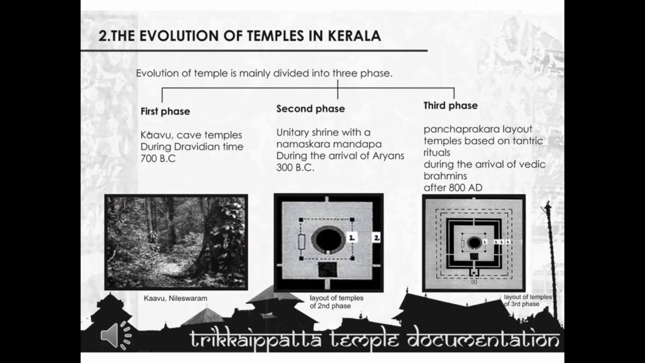Now, the evolution of temples. We can describe evolution by dividing it into three phases. First phase is cave temples or Kavu, that is during Dravidian time in 700 BC. Second, as seen in the image, is a unitary shrine with a Namaskara Mandapam during the arrival of Aryans in 300 BC. And the third phase is the Panjaprakara layout based on the Tantric rituals which evolved during the arrival of Vedic Brahmins in 800 AD.